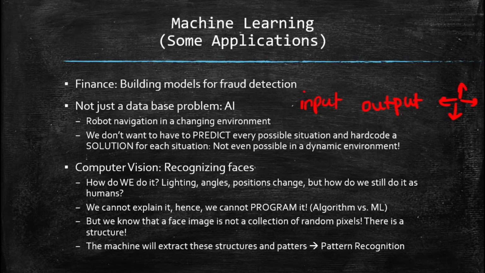Again, we're going back to the rivalry between algorithms and machine learning, right? So we can't explain it. We can't come up with an algorithm, but we know that the face image is not a collection of, please pay attention, random pixels. It's not. There is a pattern there. I mean, for starters, we're looking for some sort of a big circular thing in the picture, which is going to be the face.